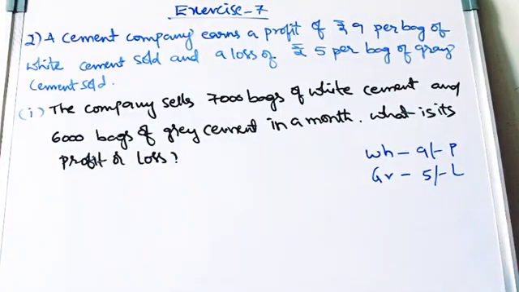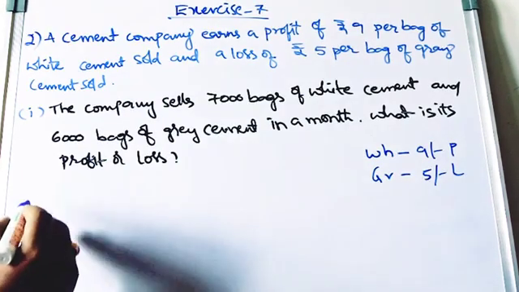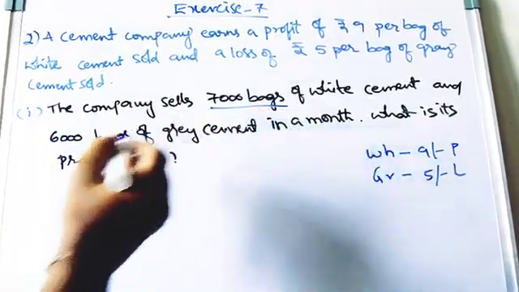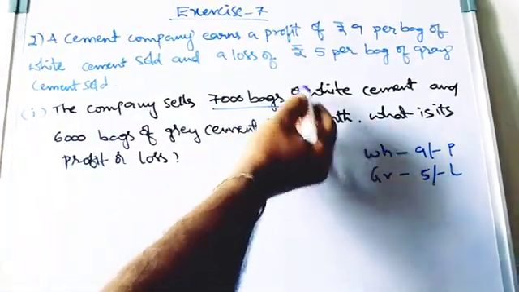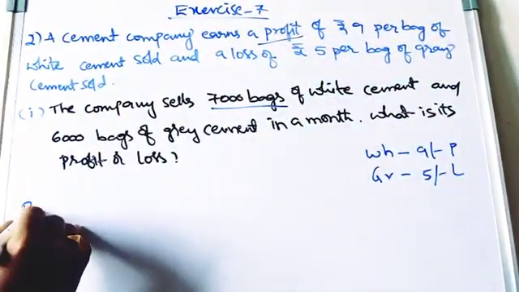Then in the first question, the company sells 7,000 bags of white cement and 6,000 bags of grey cement in a month. So what is its profit or loss? In 1 month, the company sells a total of 7,000 bags of white cement and 6,000 bags of grey cement. So now we are going to calculate the profit or loss. First of all, we need to calculate the 7,000 white cement bags. Automatically, if you sell the white cement, they will get the profit. So we need to calculate the profit first.